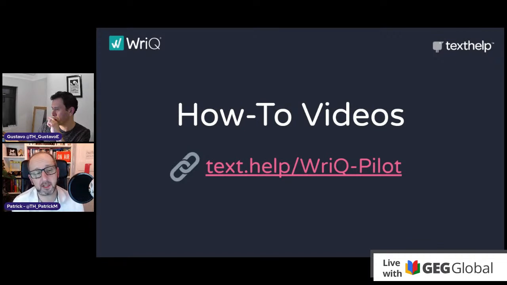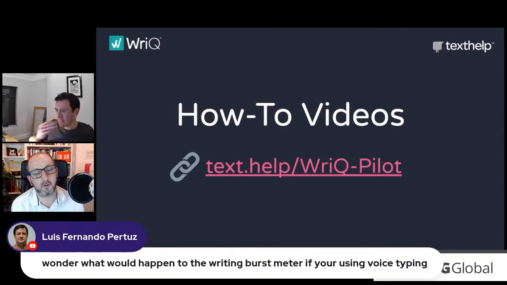Now, there's a couple of questions that came in there, Gustavo. There was an interesting one from Louis, which was around when you were showing the WriQ meter. Does it work for dictation? And as you and I both know, the answer is no, but I'm guessing there's a reason behind that. Yeah, that's right, Luis. Unfortunately, it does not. The explanation is just that the writing burst makes sense for a typing activity, right? It's because we're trying to measure writing fluency. The concept works when you're typing. So it's not as simple as just making it equivalent for voice typing. So unfortunately, at the moment, it does not.